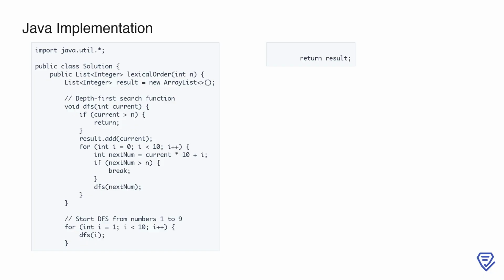Then, we iterate through the digits 0 to 9, constructing the next potential number by multiplying current by 10 and adding the digit i. If this new number exceeds n, we break out of the loop to avoid unnecessary recursion. Otherwise, we recursively call DFS with the new number.